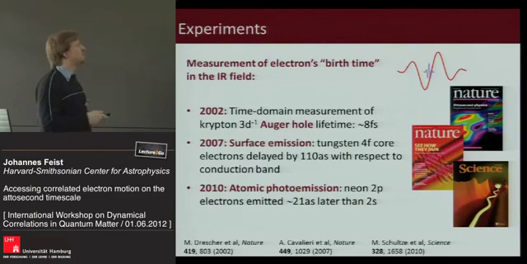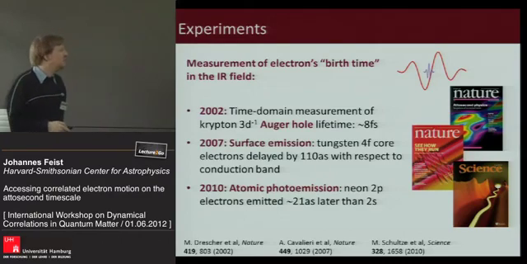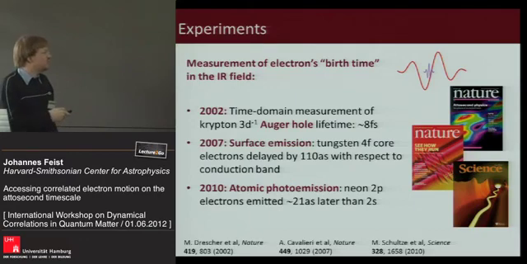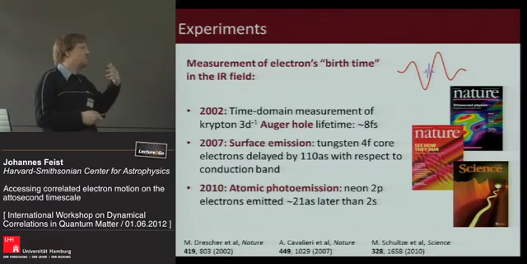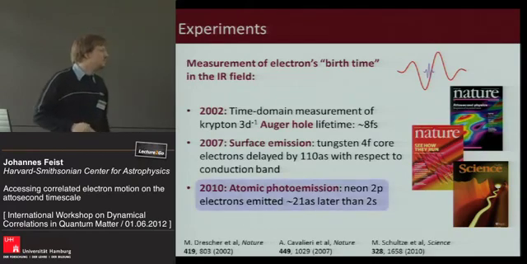Then 5 years ago, it was shown that in emission of electrons from a tungsten surface, the core electrons from the 4f states are actually delayed with respect to electrons from the conduction band by around 110 attoseconds. And the application I want to focus on is photoemission from atoms, from neon specifically, the same that Hugo was talking about, where it was found that photoemission from the neon 2p shell seems to occur somehow 21 attoseconds later than photoemission from the 2s shell.